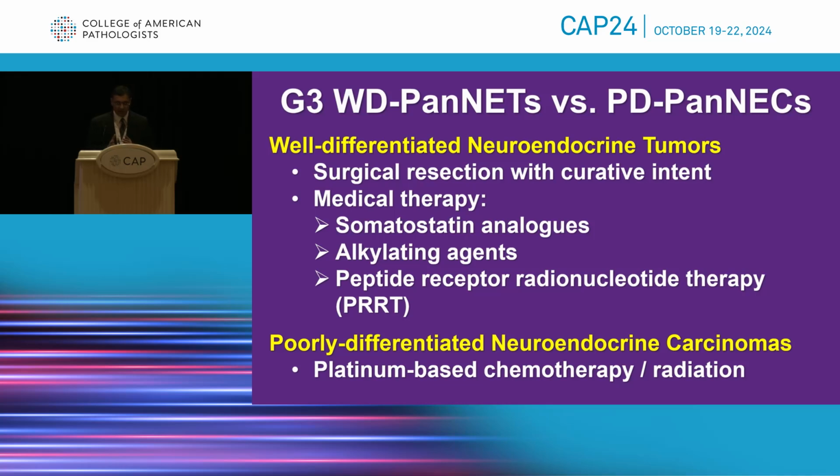First, distinguishing between these neoplasms is important, as G3 PANETs are often treated with surgical intervention and chemotherapy thereafter. That includes somatostatin analogs, alkylating agents, as well as PRRT. While chemotherapy is really the mainstay of treatment for pancreatic neuroendocrine carcinomas itself. It includes a platinum-based regimen and radiation, especially for small cell carcinomas of the pancreas. Hence, separating these neoplasms is important. You can't just get away by calling it a pancreatic neuroendocrine neoplasm. Next case, you really want to do your best in subtyping them.